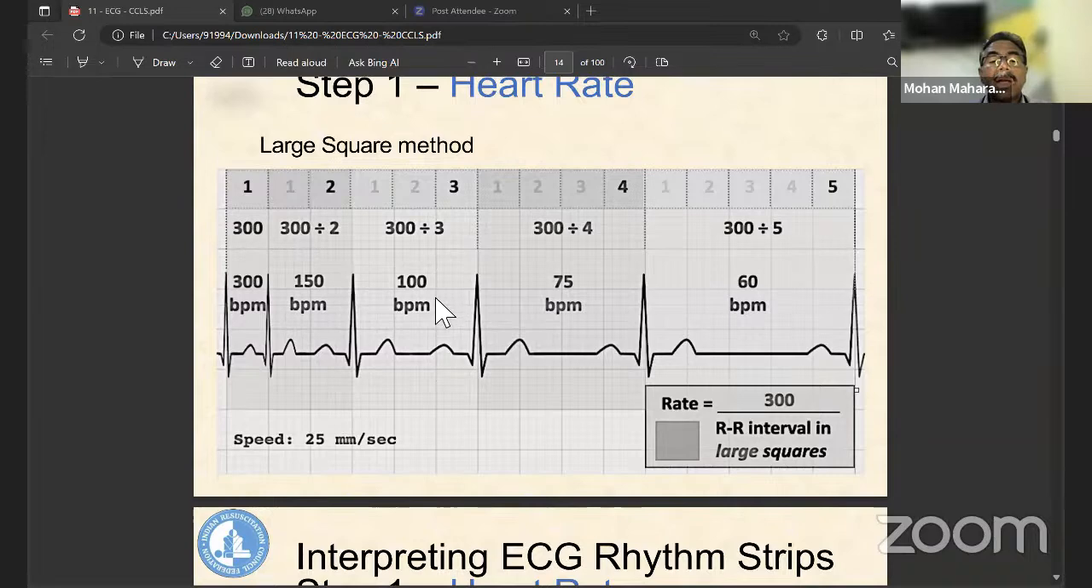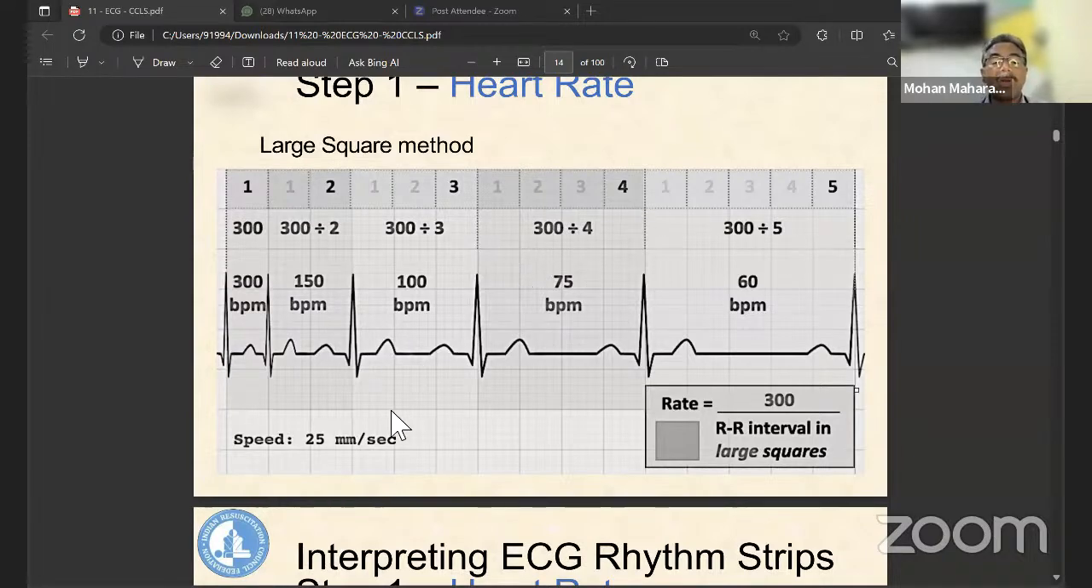And if we have 3 large squares, that means it's going to be 100 beats per minute, because 300 divided by 3. So that is another way of calculating. The heart rate can be found from the RR interval in large squares: count how many large squares there are, and divide 300 by that number.